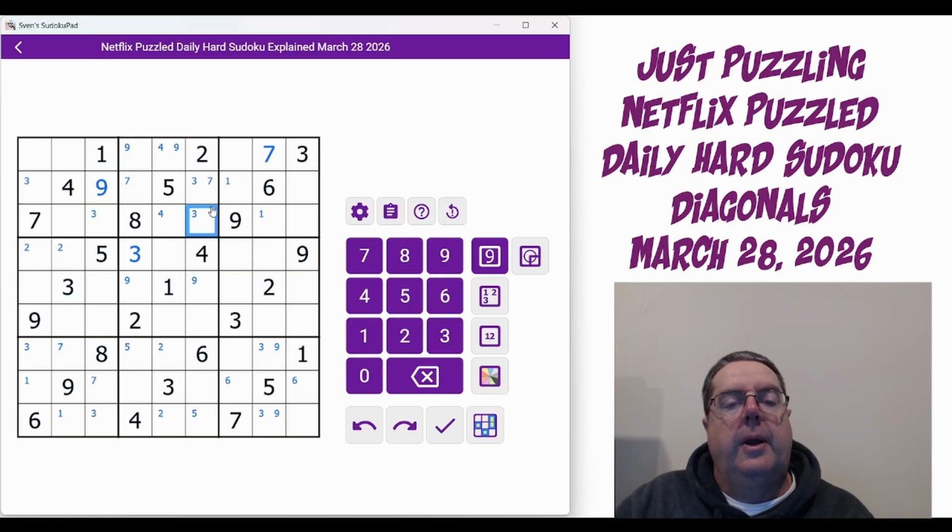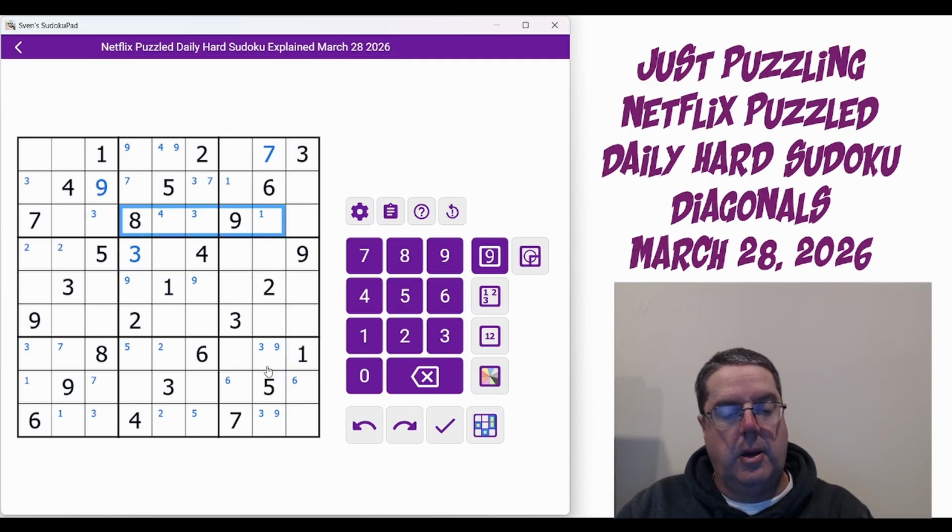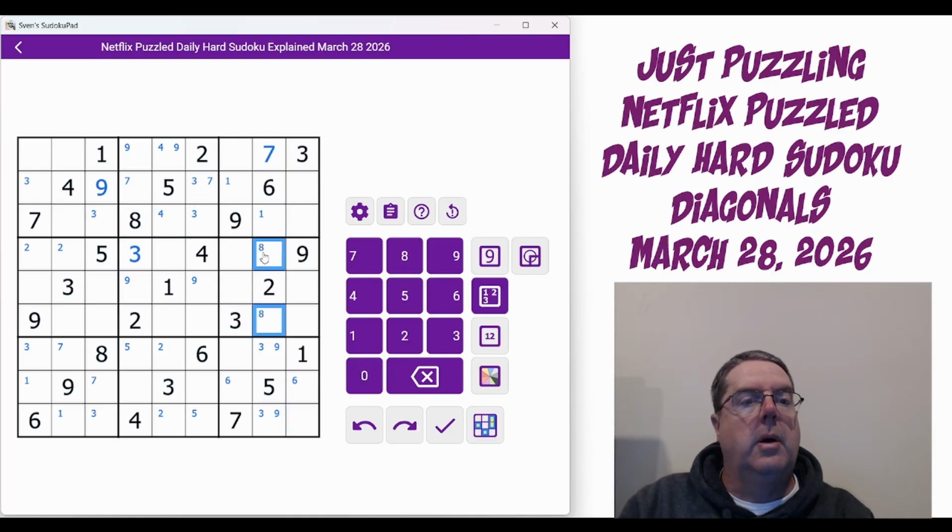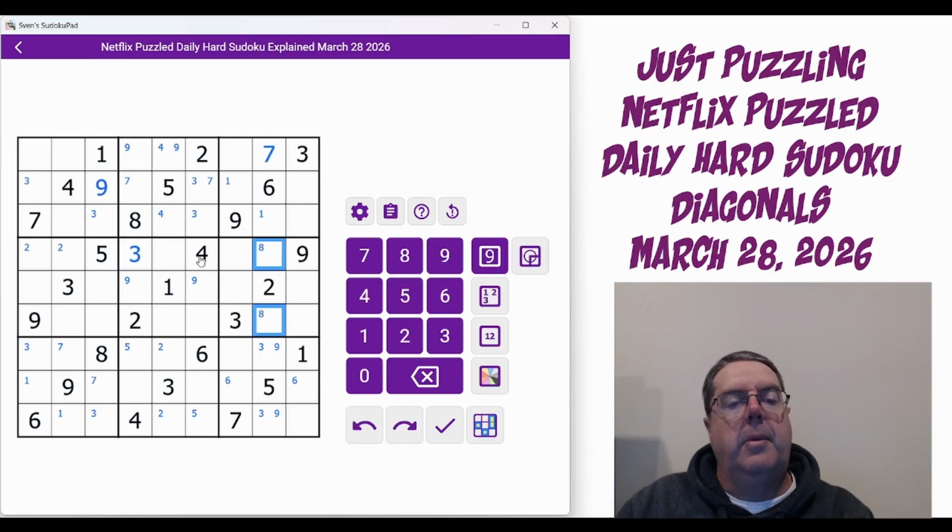3, 9. So what have we got? 8 can't be here. So I'm just focusing on this column here with that 7. Obviously 8 can't be here, so 8 is one of these two. That leaves me 4 and 1 as the other numbers. Well, 4 can't be there, so 4 is here and here. 1 can be here, here and here.